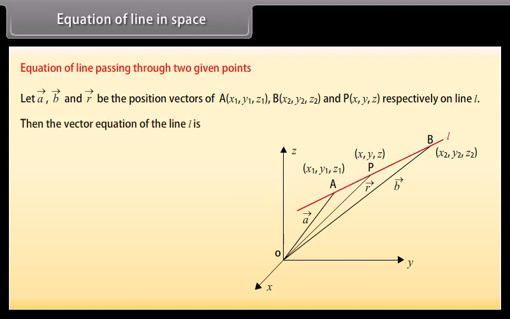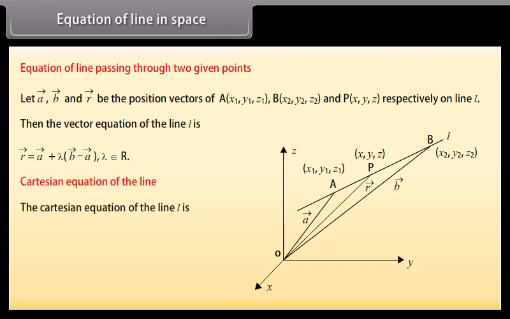Then the vector equation of the line L is vector r equals vector a plus lambda times vector b minus vector a, where lambda belongs to real numbers. Cartesian equation of the line. The Cartesian equation of the line is (x minus x1) by (x2 minus x1) equals (y minus y1) by (y2 minus y1) equals (z minus z1) by (z2 minus z1).